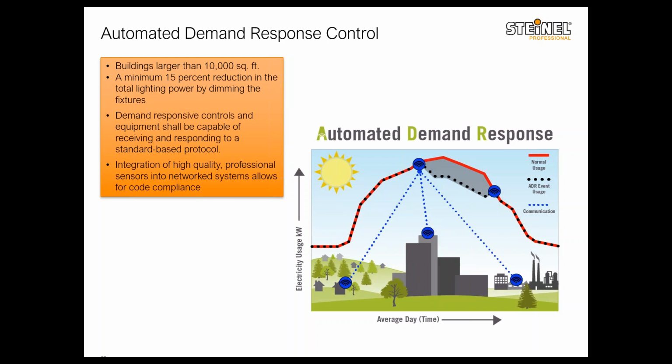So this is what the requirement is, and this is how we can tackle it using our sensors. So the requirement is quite simple. It's a very nice number, 10,000 square feet. Any building larger than 10,000 square feet needs to have a system that can respond to an automated demand response signal sent on a standard protocol, and reduce the lighting power by at least 15% by dimming the fixtures uniformly.